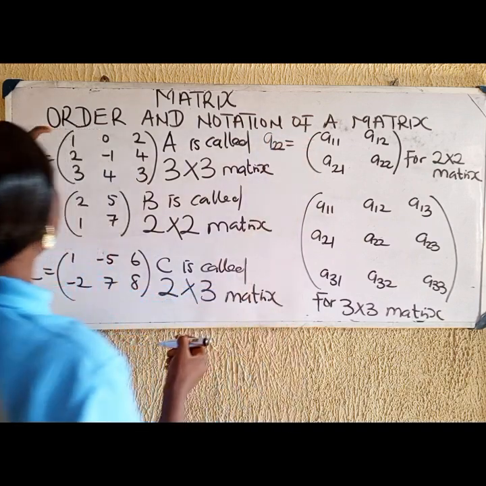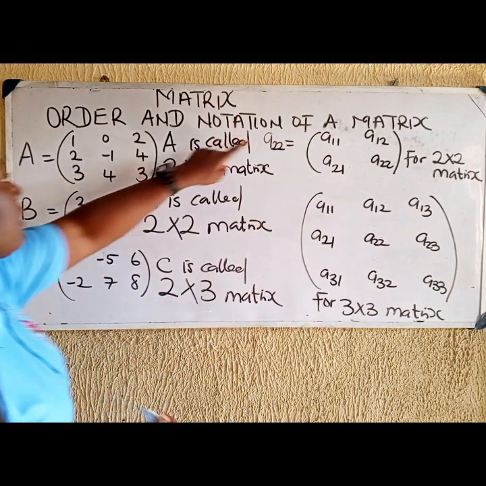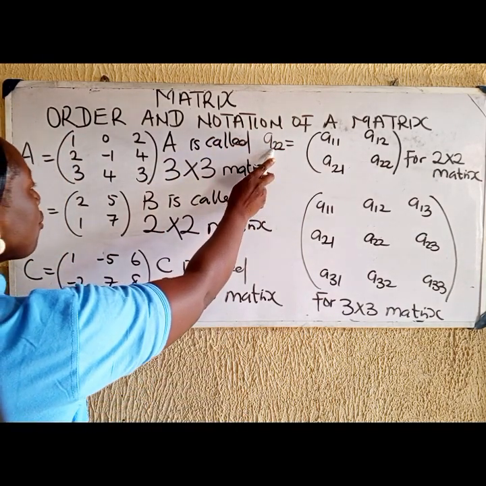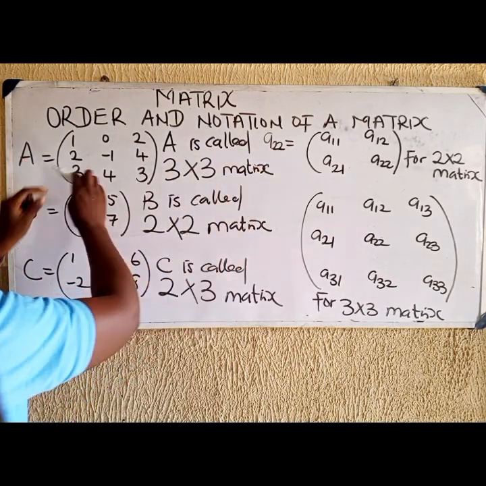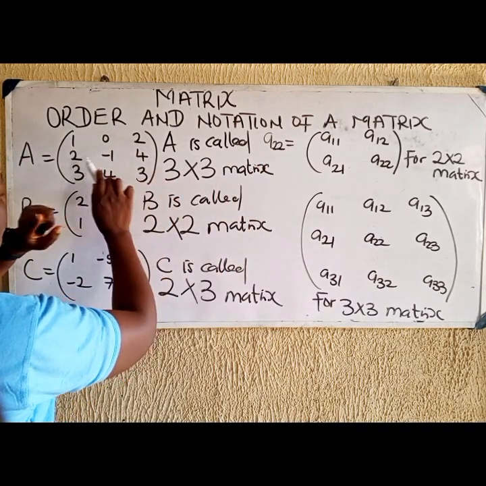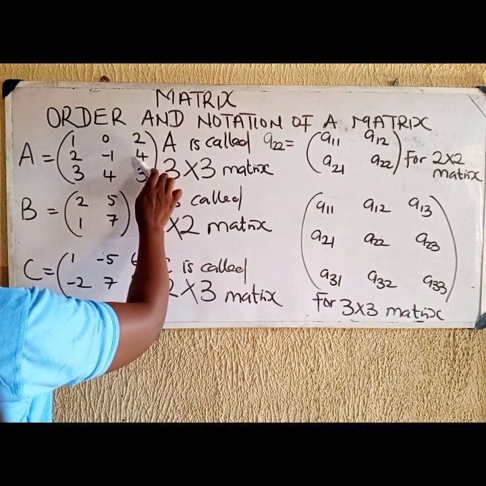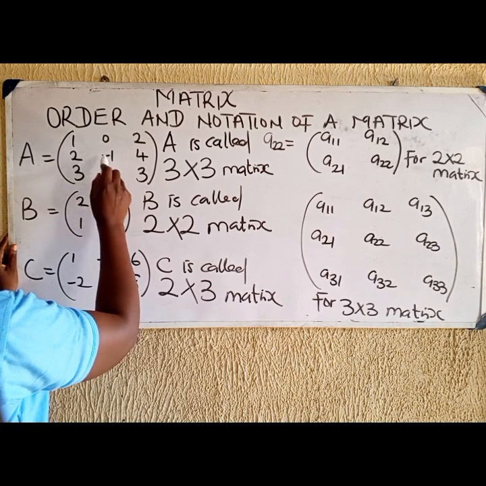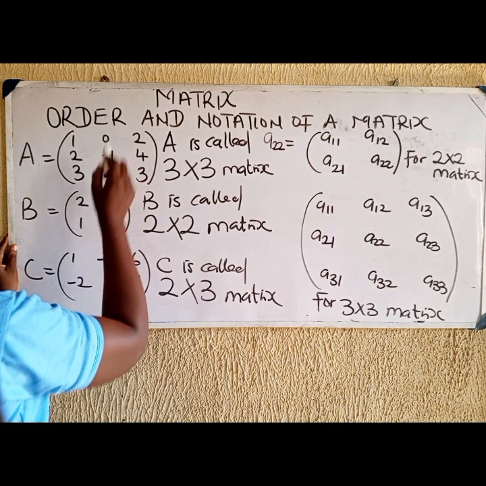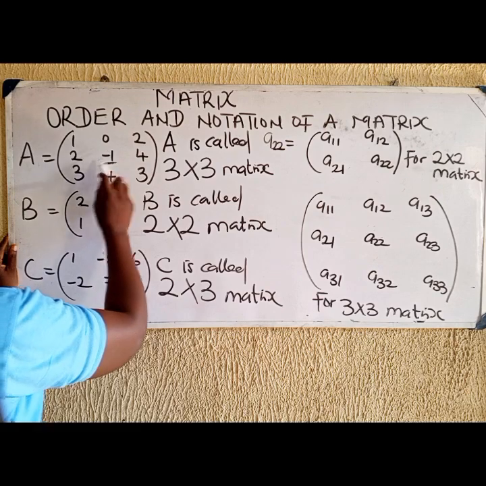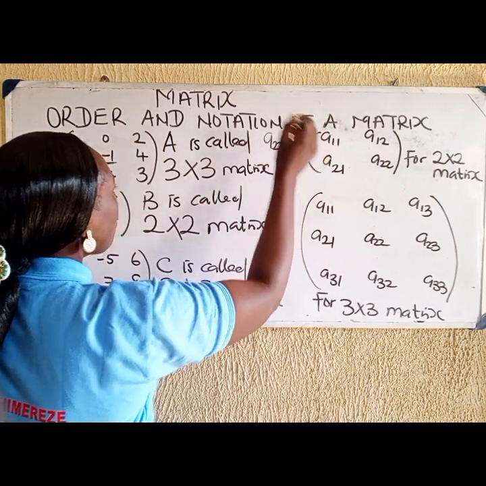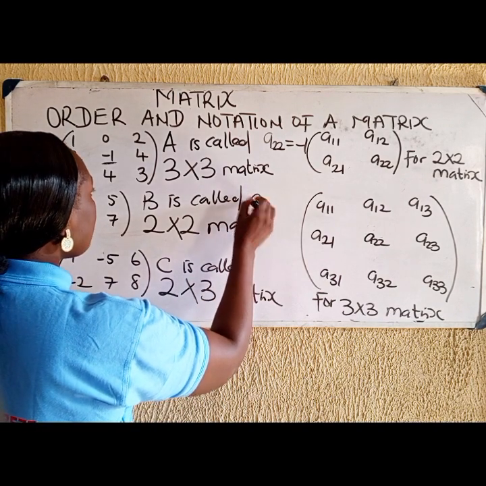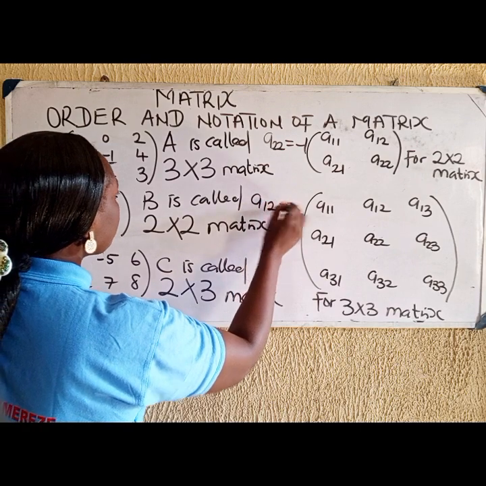So assuming in matrix A, I am asked to find A22. So I will now count. This is second row, second column. So I will come to the second row. This is row 1 and this is row 2. So where do I have second row, second column? At this point. Second row, second column, and the value there is what? -1.